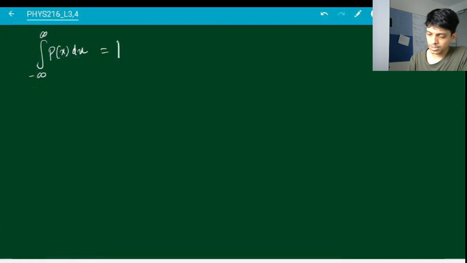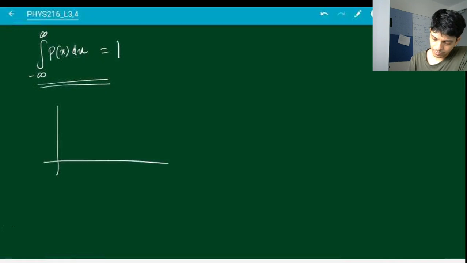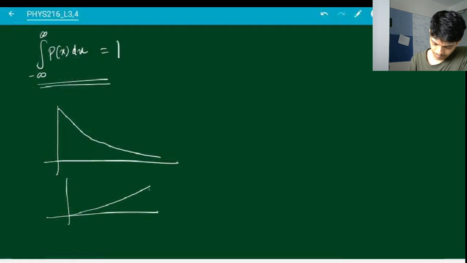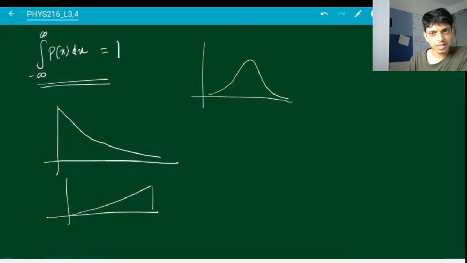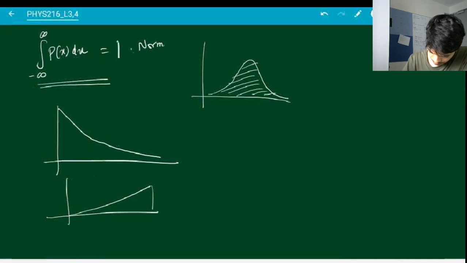That we know. So this is the constraint on any probability distribution. No matter what kind of distribution you might have, whether it's a falling function, or a rising function up to a certain point, or something that has a peak in between, everything is okay as long as you make sure that the total area under the curve, which represents the total probability, is equal to 1. This is called the normalizing condition or the normalization condition. To normalize means to make sure that the total is equal to 1.